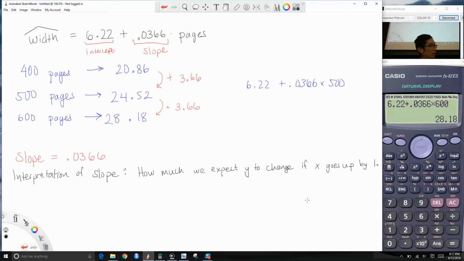Okay, but if you add 100 pages, how much would we expect the width to increase? 3.66. So all we're doing is we're just multiplying the slope by 100, and we're saying if I add 100 pages, I'm expecting the width to go up 3.66 millimeters. Okay? And if I were to add 1,000 pages, we would expect it to increase what? 36.6 millimeters, right?